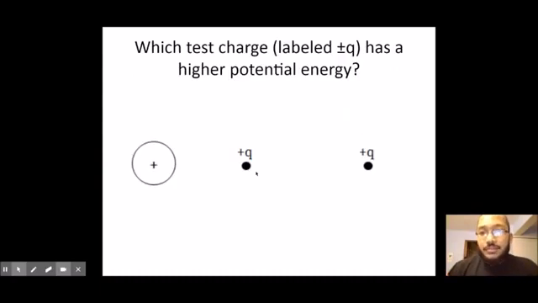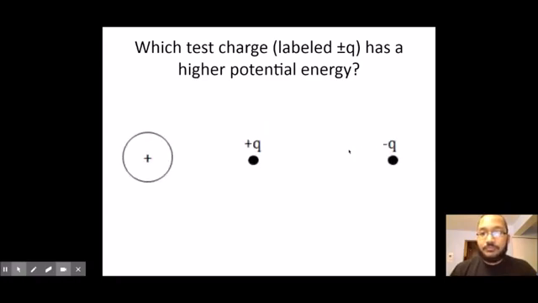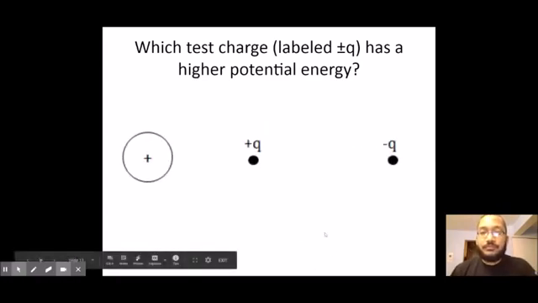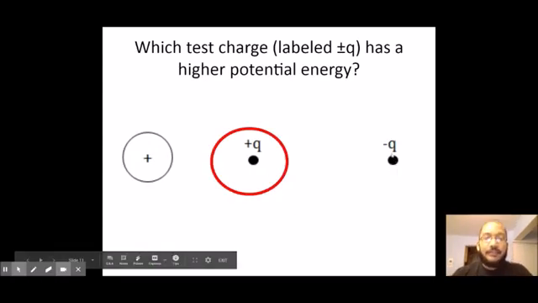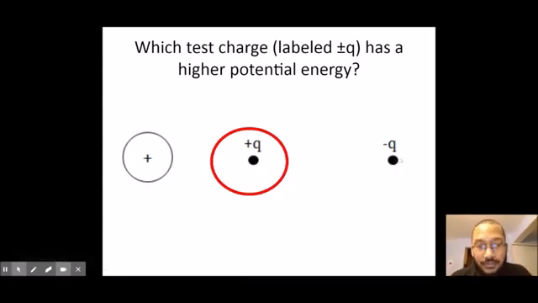What about this arrangement? Which test charge, this one or this one, has the higher potential energy? It is the closer one, similar to the previous example. What about this one? It is still the positive test charge. Just to elaborate on this one: a negative test charge out here would move towards the source charge, but it only has this distance right here to accelerate over. Whereas this positive test charge, it has an infinite distance to accelerate over. So that's why this is the higher potential energy arrangement.